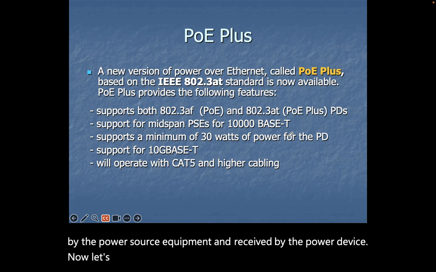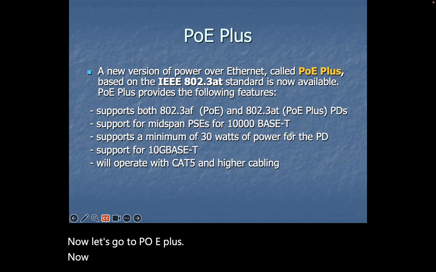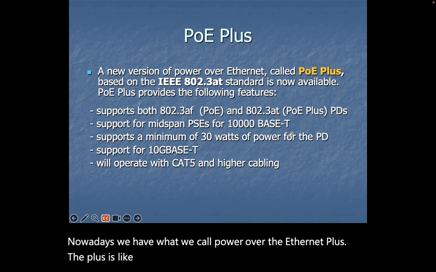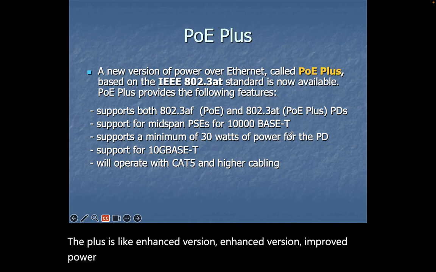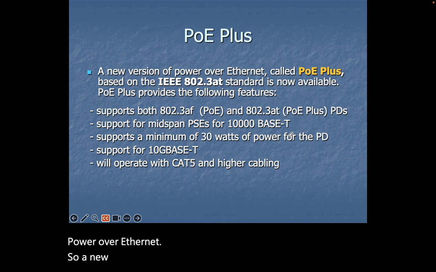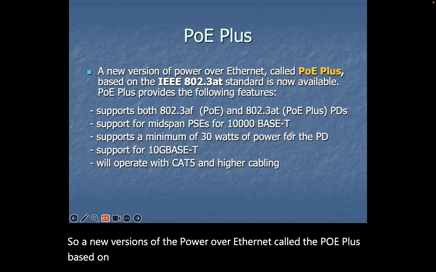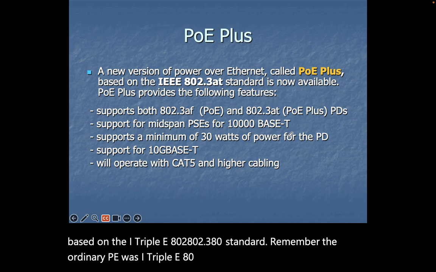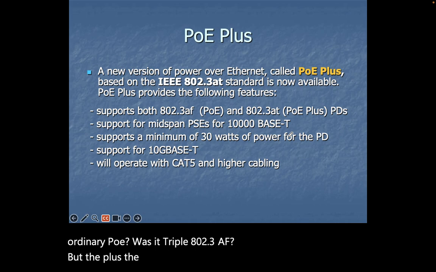Now let's go to PoE plus. Nowadays we have what we call Power over Ethernet plus. The plus is like an enhanced, improved version of Power over Ethernet. So a new version of Power over Ethernet called the PoE plus is based on the IEEE 802.3at standard. Remember, the ordinary PoE was IEEE 802.3af. But the PoE plus is based on the IEEE 802.3at standard.